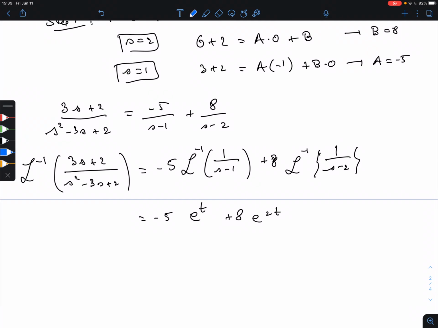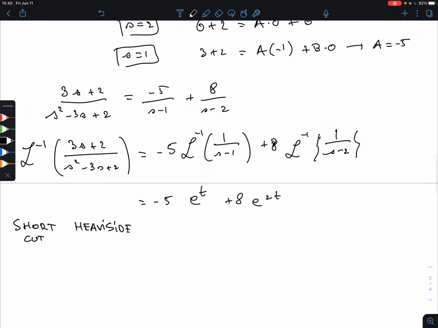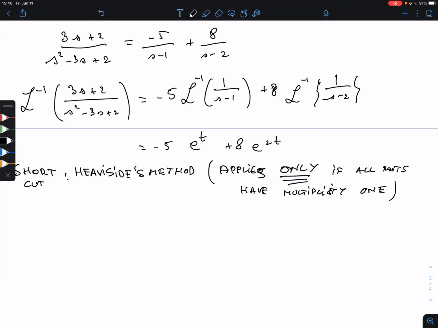Now, there is a shortcut, a shortcut due to Heaviside. Heaviside is the name of a mathematician. Heaviside's method. But it is very important to note, and I'm going to stress this, that it applies only if all roots have multiplicity 1. So that was the case that we have.